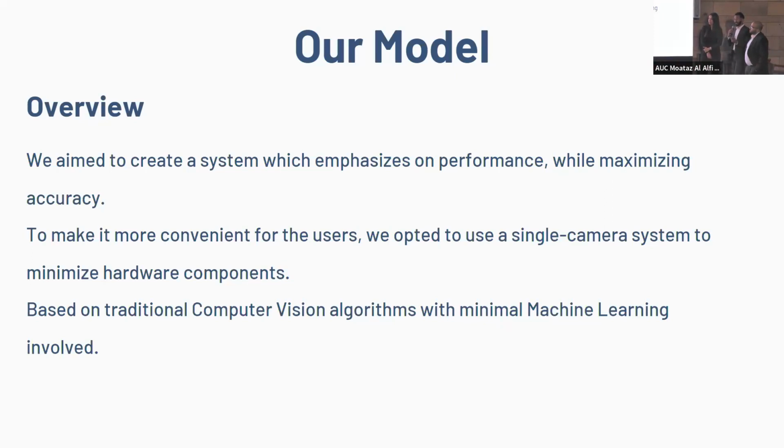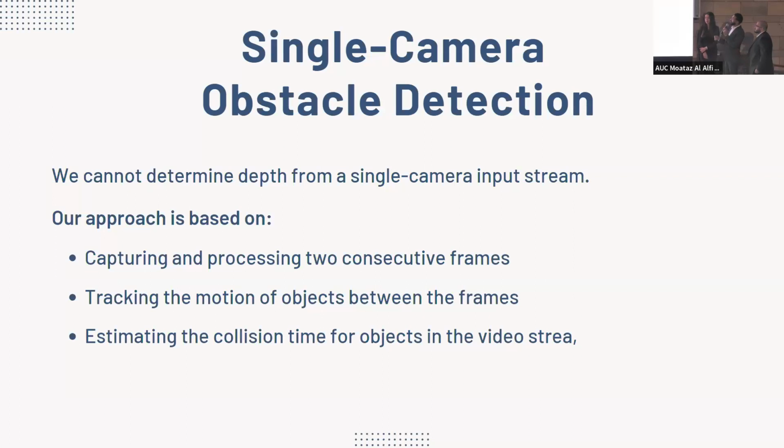So we used a single camera system, and we opted to use computer vision algorithms, which would be faster than using AI models, since it is a real-time system, and the speed and efficiency would also be recommended. Since we cannot estimate depth from a single camera system, our approach was based on capturing consecutive frames, and then we track the motion of objects between each frame and the consecutive frame, and finally estimating a collision time between the two frames in the video stream.